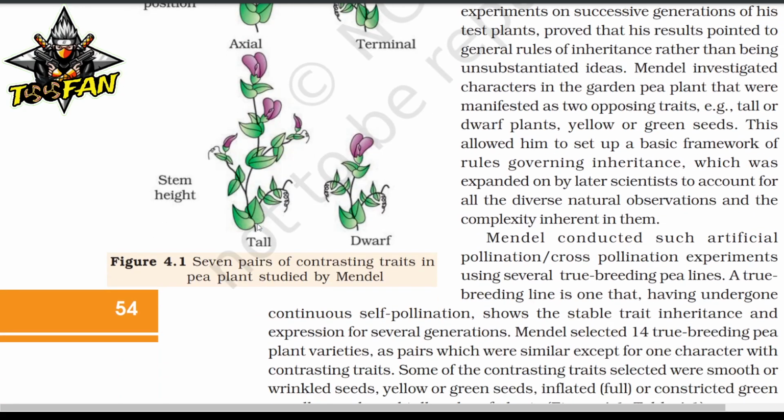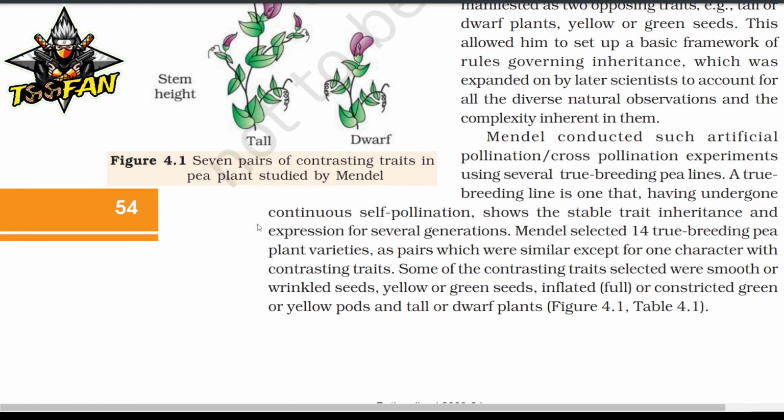Mendel conducted artificial pollination, cross-pollination experiments using several true breeding pea lines. A true breeding line is one that, having undergone continuous self-pollination, shows stable trait inheritance and expression for several generations. Mendel selected 14 true breeding pea plant varieties as pairs, which were similar except for one character with contrasting traits. Some of the contrasting traits selected were smooth or wrinkled seed, yellow or green seed, inflated or constricted green or yellow pods, and tall or dwarf plants.